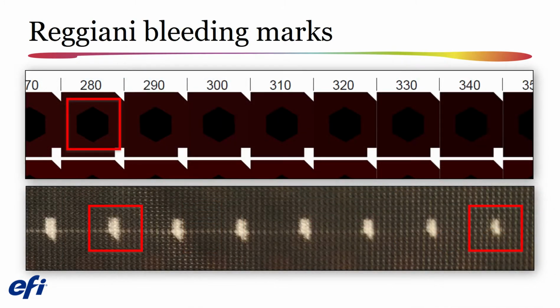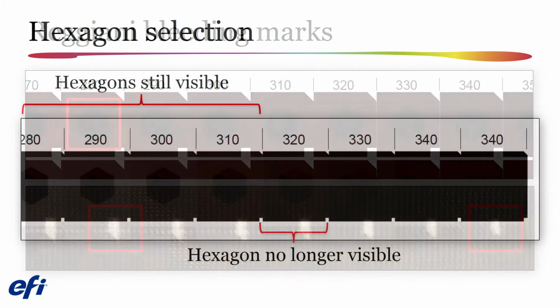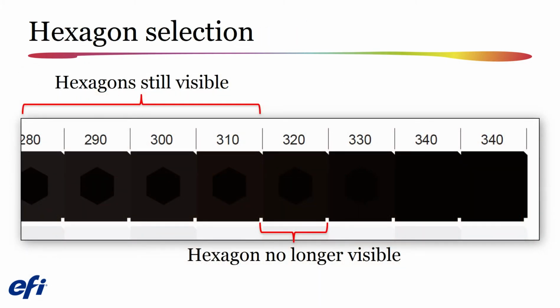When examining the printed target from an EFI ViewTech FabriView or EFI Reggiani printer, it is often more important to concentrate your evaluation and base your ink limiting on an examination of the bleeding marks to determine at what ink limit an absence or an acceptable amount of bleeding occurs, rather than by examining the hexagons within the individual patches. On other printers, the hexagon will likely be where you concentrate your examination, selecting a value where the hexagon first disappears within the patch.